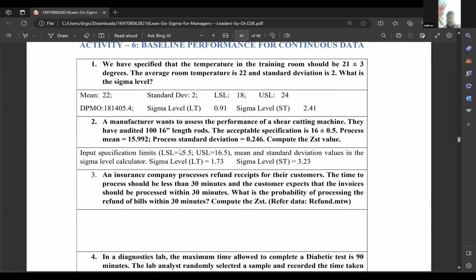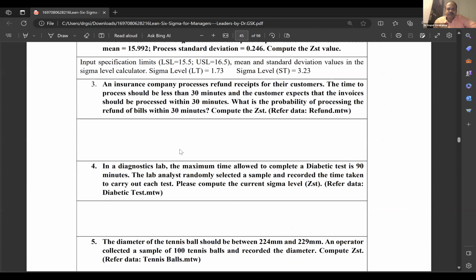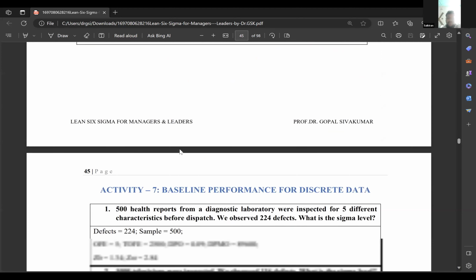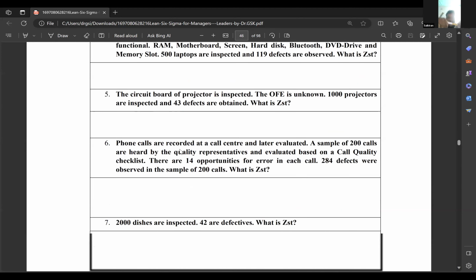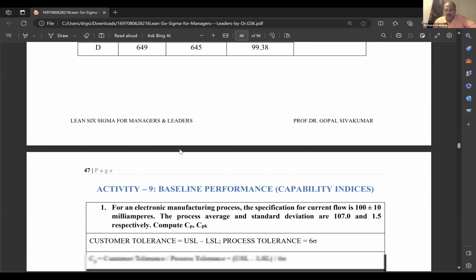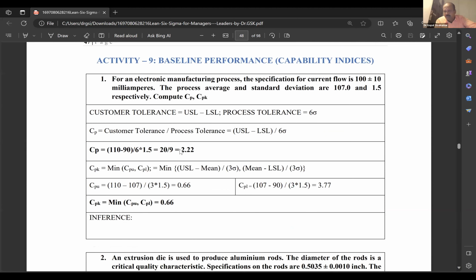Sir, one doubt, sir. Sure. To move the mean, which side do we need to move, left or right? How should we calculate that? You must look at your Cpk, upper or lower. Find out which one has gone down.